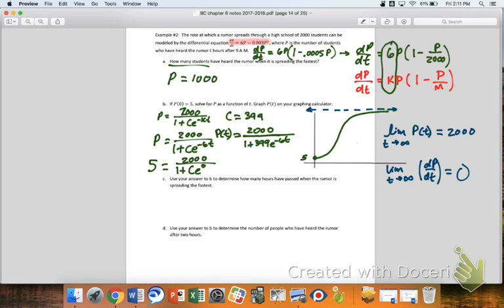Okay, any questions? Okay, so then C says use your answer from B to determine how many hours have passed when the rumor is spreading the fastest. That connects with A a little bit too. And then D says use your answer to B to determine the number of people who've heard the rumor after 2 hours. So let's see if we can do C and D. It kind of connects back to everything we've been doing. You can do this in large part on the calculator. See how it goes. Give you a couple minutes to do this one.